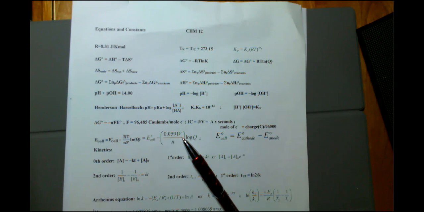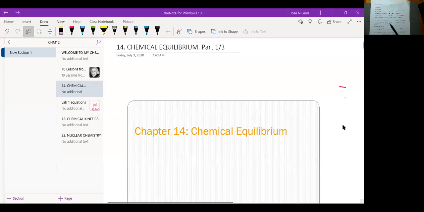Having said that, let's jump into the PowerPoint presentation. This is also on the Blackboard. Bring it up on your screen so you follow my lecture with your PowerPoint presentation on your screen. I will make notes on it, so you can follow the sequence of the topics I'm doing here. Okay, so this is chapter 14, chemical equilibrium.